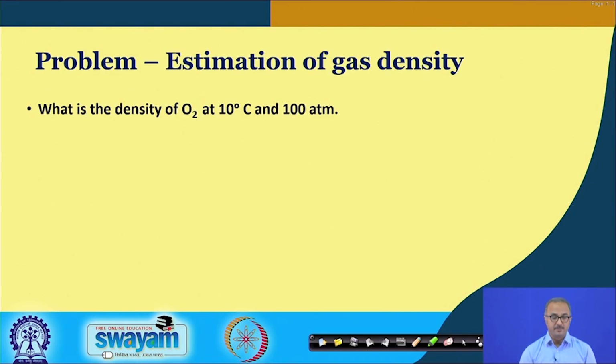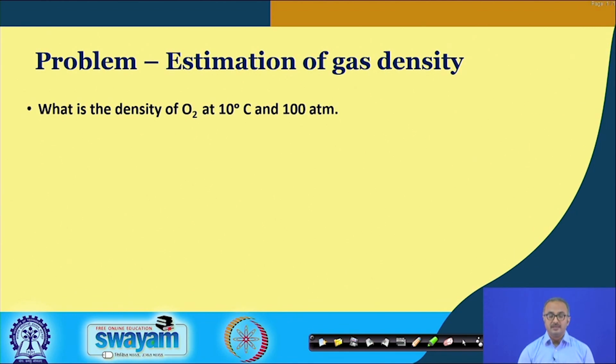Next, we shall take another problem. Here we are going to estimate the density of oxygen again, but now at some different temperature and pressure. Now you see the temperature has been reduced to 10 degrees centigrade, but which is still above the critical temperature of oxygen, and this is the pressure, and this pressure is much above the critical pressure of oxygen. So we expect a bit of non-ideality, and let us see how this non-ideality can be taken into account.